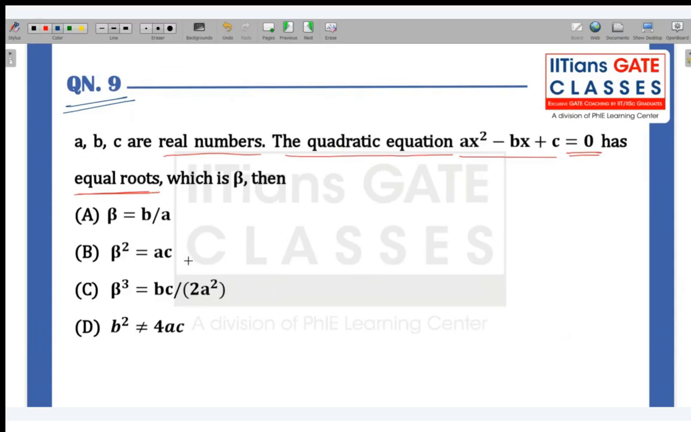the moment you see equal roots, you should directly recall what is the meaning of equal roots. Can somebody tell me what is the meaning of equal roots? I have been discussing this kind of concept in the class. So equal roots means the discriminant is going to be 0. Yes. Equal roots means what? Discriminant is going to be 0. Yes. So what is the discriminant, guys? Discriminant is what?